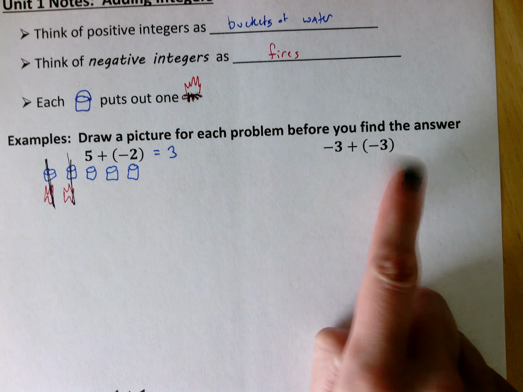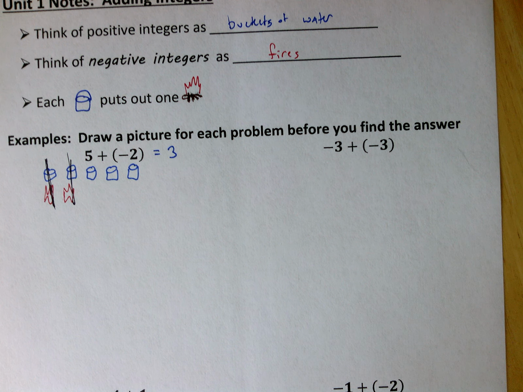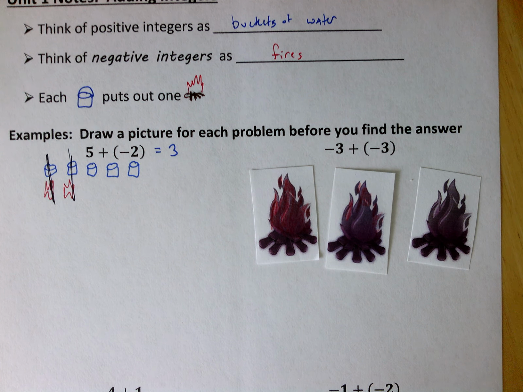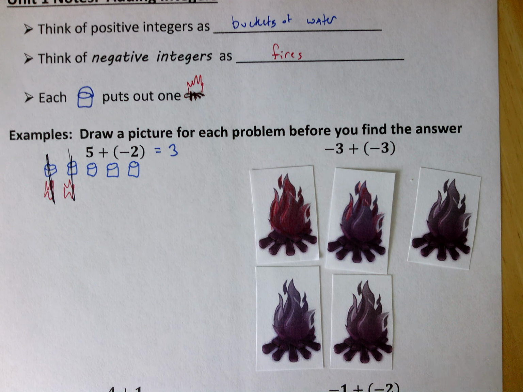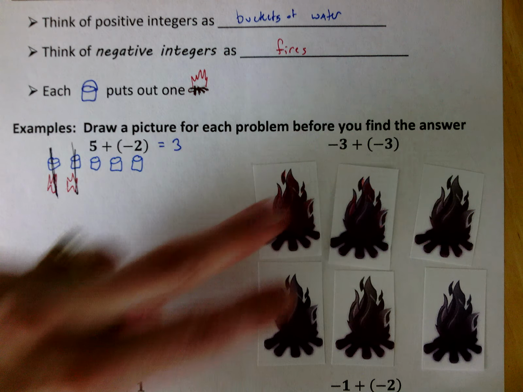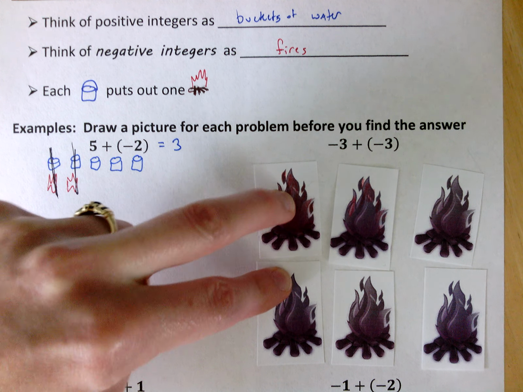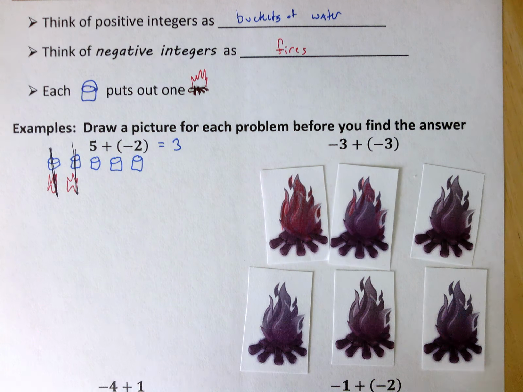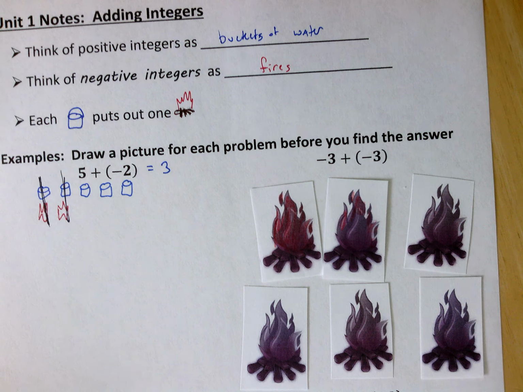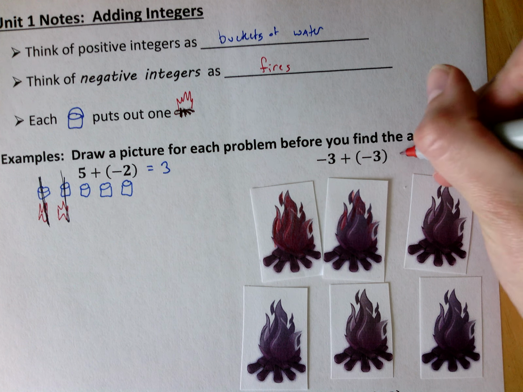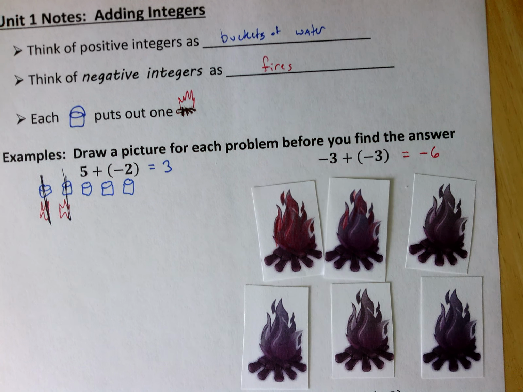Okay, so let's look at this one, negative 3 plus negative 3. So negative 3, that means we're talking about fires, right? So there's 3 fires. And then we're doing plus another negative 3. So that is 3 more fires. Okay, well, what do I have now? When I look at these, are these two going to cancel each other out? No, if you add a fire to another fire, you just have more fire, right? They don't cancel each other out. So when I look at all this, nothing's going to cancel out. And what am I going to be left with? Well, I've got 6 fires here, and fires are negative numbers. So my answer is negative 6.